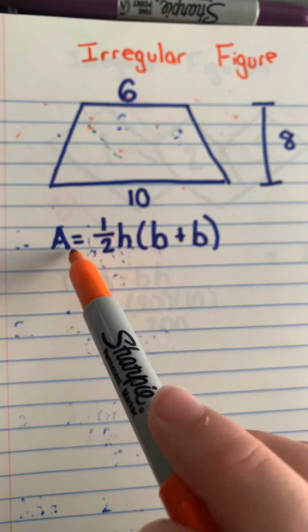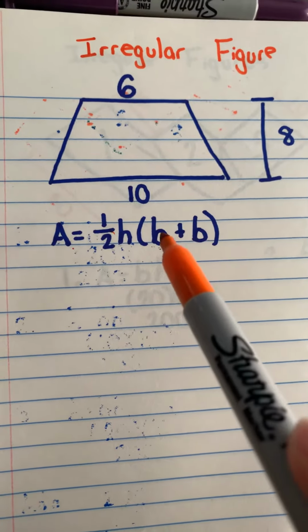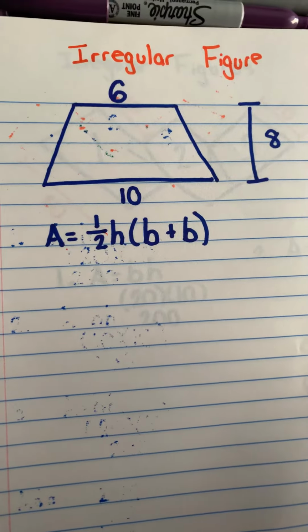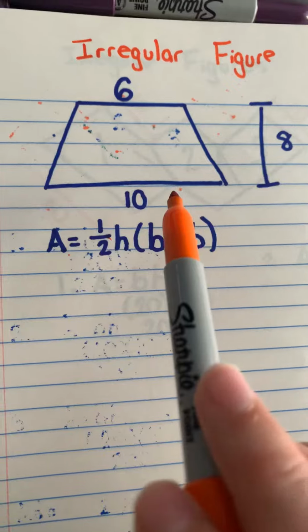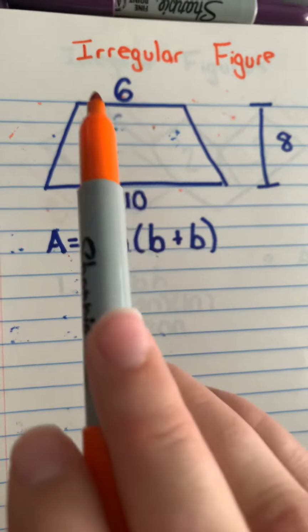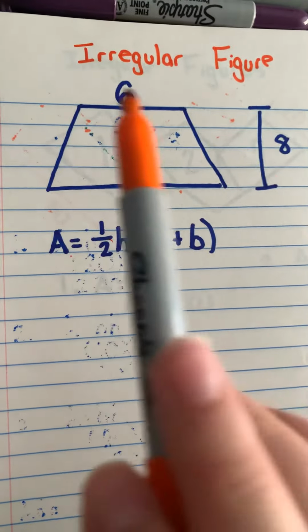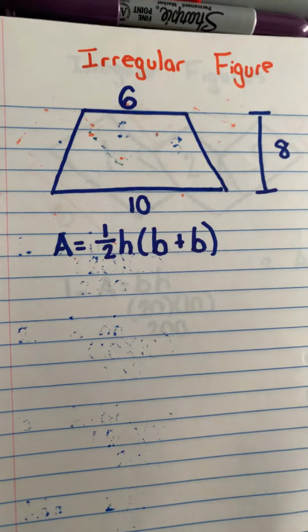the formula, which is area equals 1/2 the height in parentheses base plus base. And a trapezoid is always going to have two bases. Remember, your bases are your parallel lines. Parallel meaning they'll never touch. So if you can see right here, that 6 and that 10 can go on forever and ever and ever, and they'll never touch. So 6 and 10 are my bases.